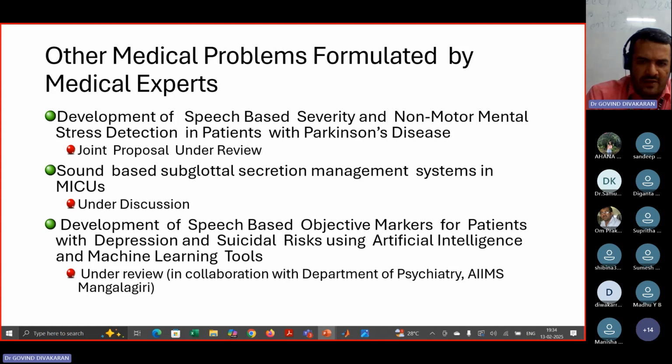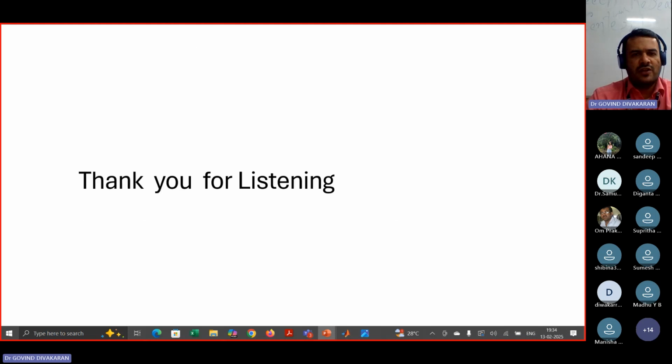Also, there are objective markers for patients with depression and suicidal risk. A proposal was written in collaboration with the Department of Psychiatry at AIIMS. Based on the voice, someone can say that you have low confidence, you are feeling very low, and things like that. So these are some of the works that we are engaged in.